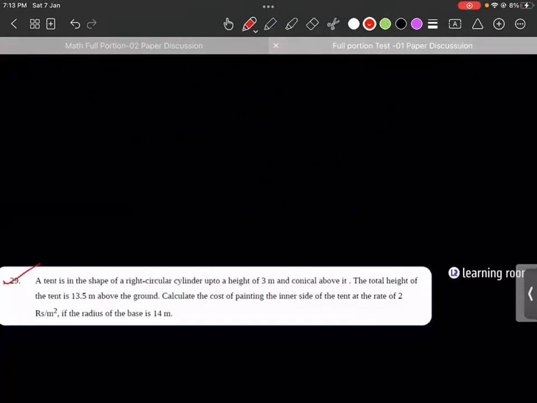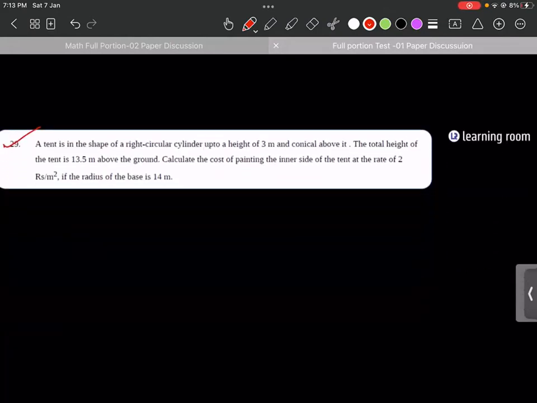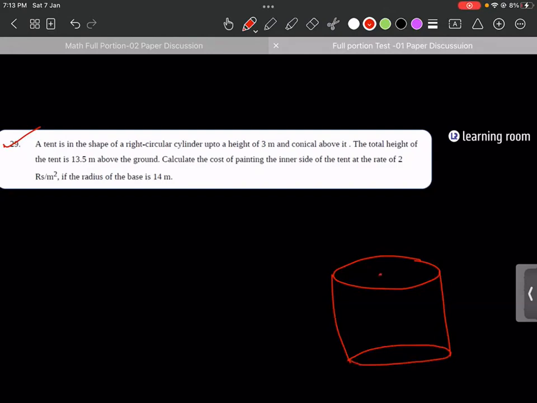What about the 29th? A tent is in the shape of a right circular cylinder up to a height of 3 meters and conical above it. The total height of the tent is 13.5 meters above the ground. So there is a right circular cylinder which is 3 meters and conical above it. Calculate the cost of painting the inner side of the tent at a rate of ₹2 per meter square. And the radius of the base is 14 centimeters.